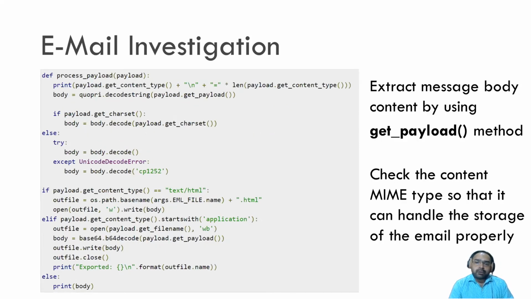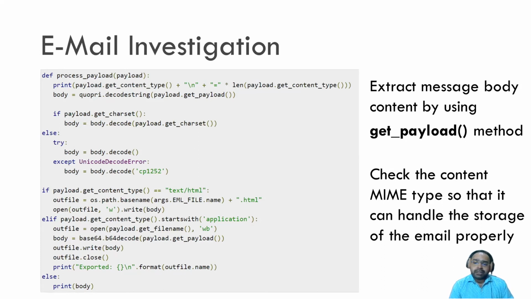Now what this part of the code is doing is it helps us to extract message body content by using the get_payload method, and it also helps us to check the MIME type so that it can handle the storage of email properly. MIME stands for Multipurpose Internet Mail Extensions. It allows us to send and receive multimedia emails, so that is email content which includes text, images, audio, video, and so on.